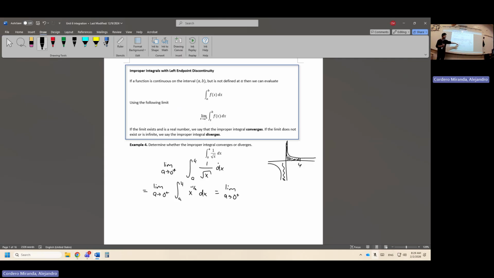Okay, but now that it's written as x to the negative 1/2, it's not that hard. So you can add 1 to the power, and it becomes x to the positive 1/2, and then divide by the new power. So divide by 1/2, or in other words, multiply by 2. And now plug in your 4 and your a.